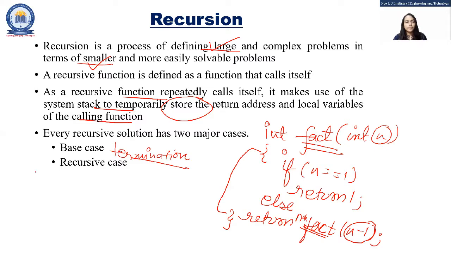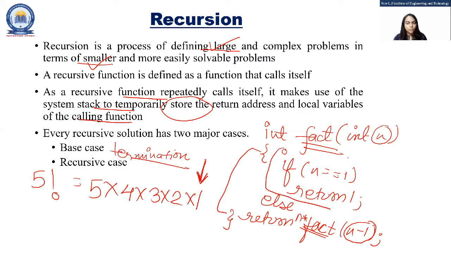Now, for example, if I say 5 factorial, so what is 5 factorial? 5 into 4 into 3 into 2 into 1, right? So it ends at this 1. So while writing the recursive function for factorial, we can see that we have written here if n double equal to 1. So this is the last case, n double equal to 1, we return 1, and that answer will be used going back up.